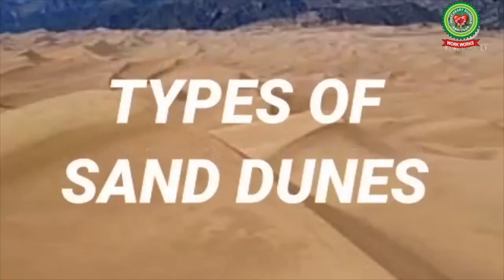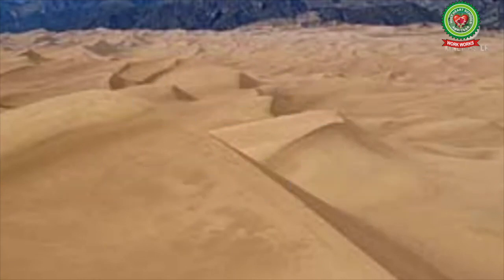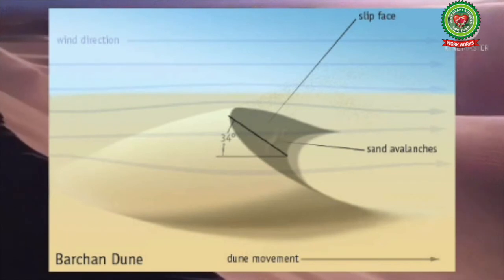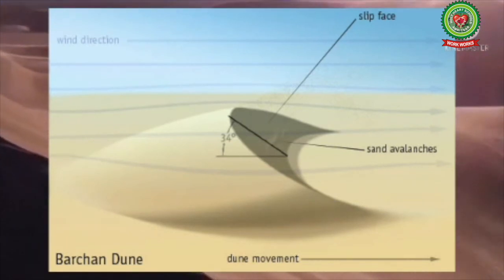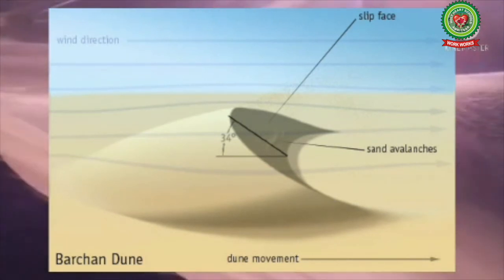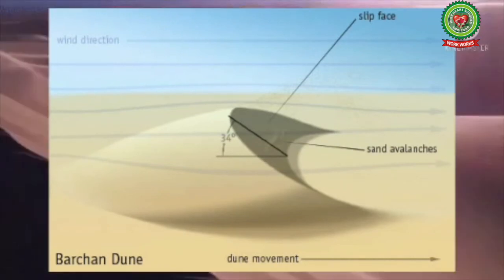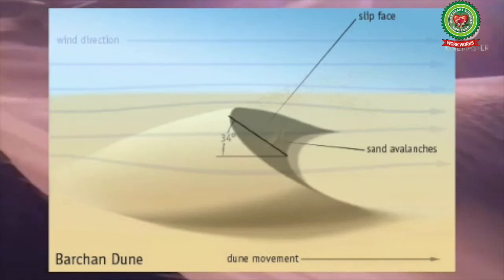Now next we have types of sand dunes. Sand dunes are of three types. The first one is known as barchan. It is the most common type. It has a crescent shape with horns extended in the direction in which the wind blows. It is mostly found in the deserts of Rajasthan.